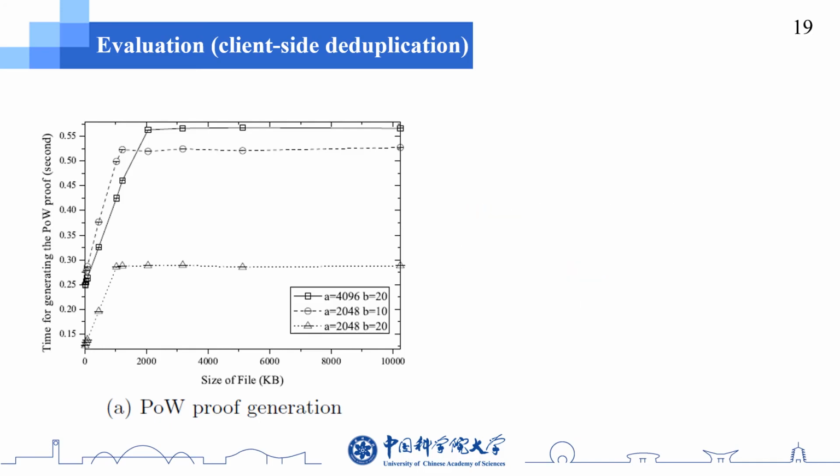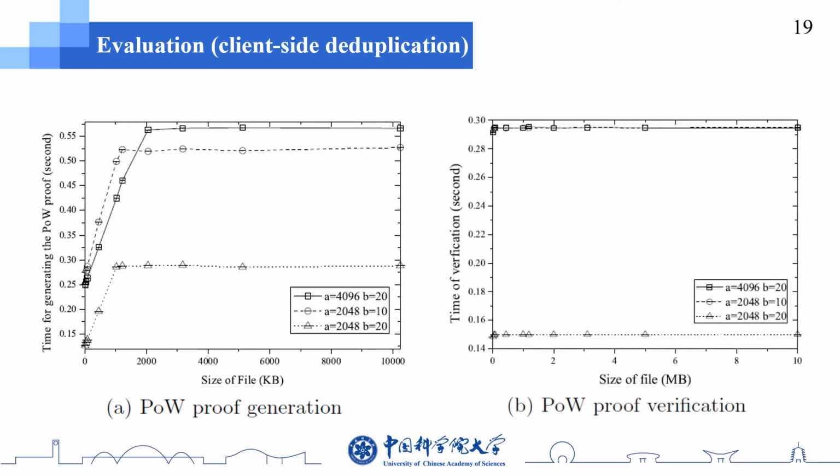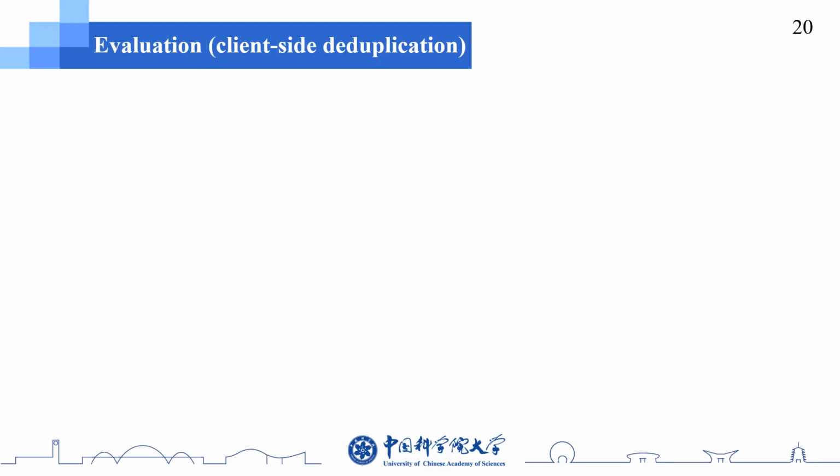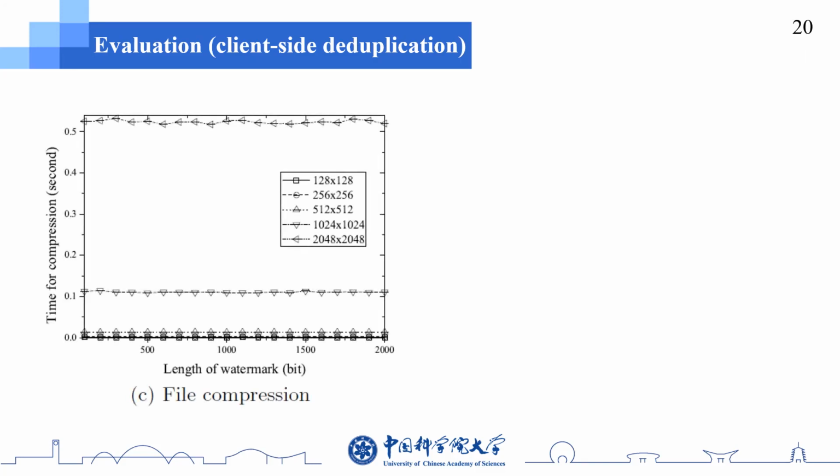And second, after reaching this threshold, for a fixed symbol size, the computational cost for POW proof generation grows with the block size. We can see the time for verifying the POW proof from figure B: for fixed block and symbol size, the time cost is constant. Additionally, the time cost increases with the block size and decreases with the symbol size.